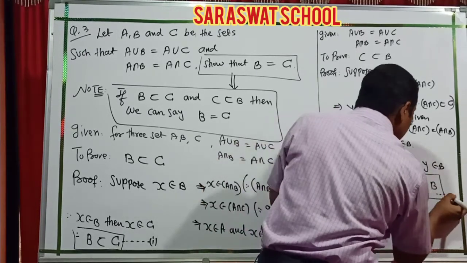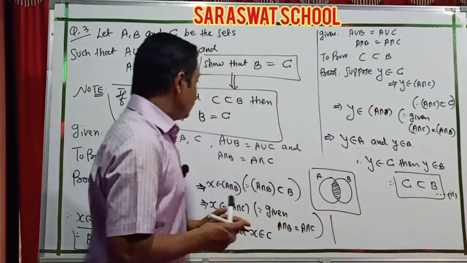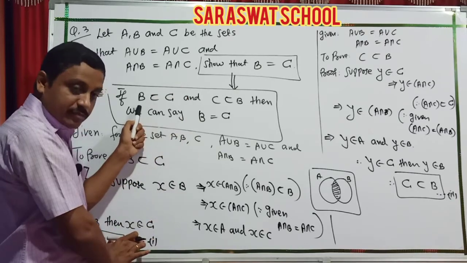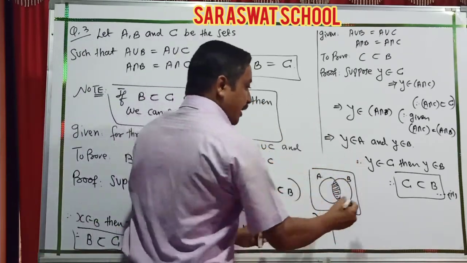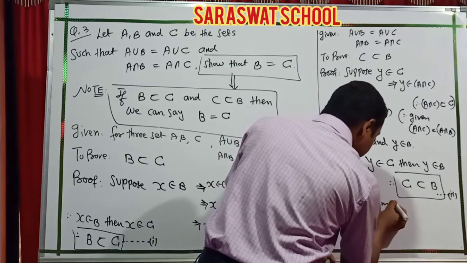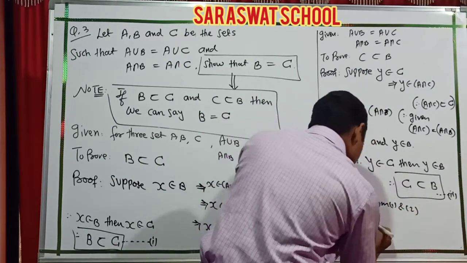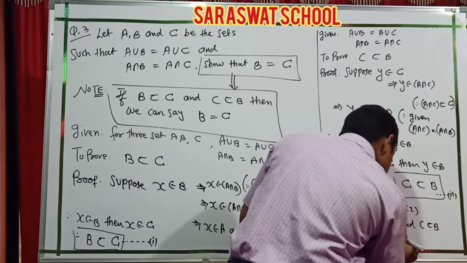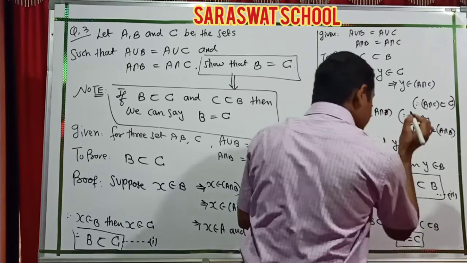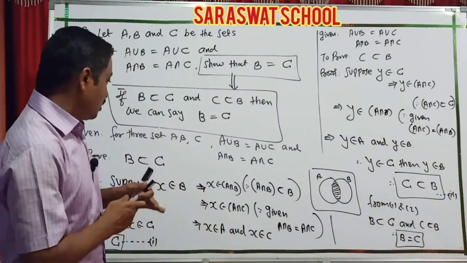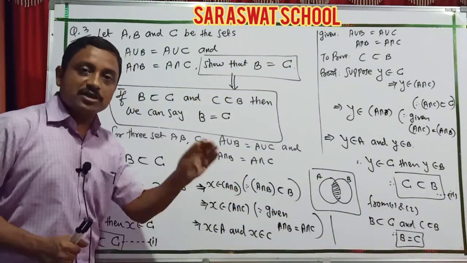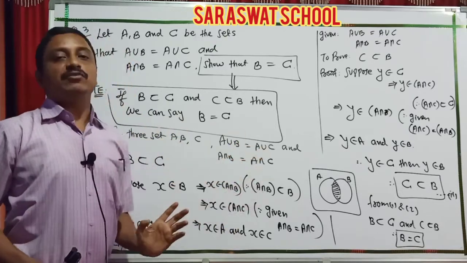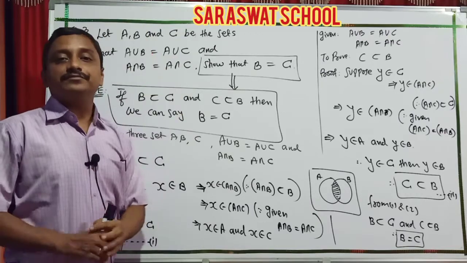Here is our equation number 2. Finally, students, this is done: B subset C and C subset B. So from 1 and 2, B subset C and C subset B, so I take B equal to C. This is done for intersection using half of this numerical. Again, half the numerical: I start from the union part and then my numerical is done.